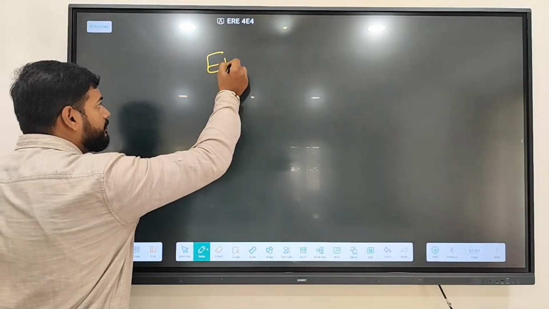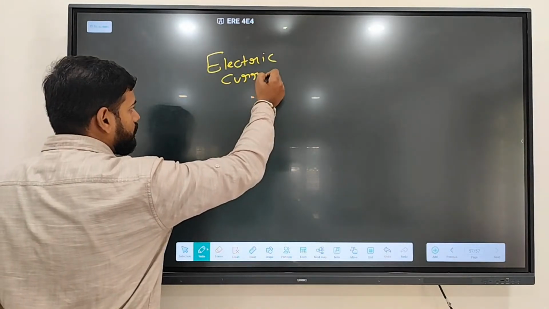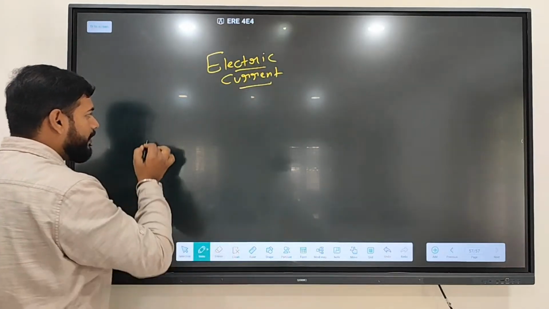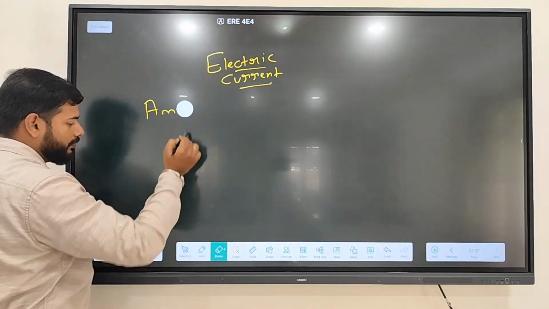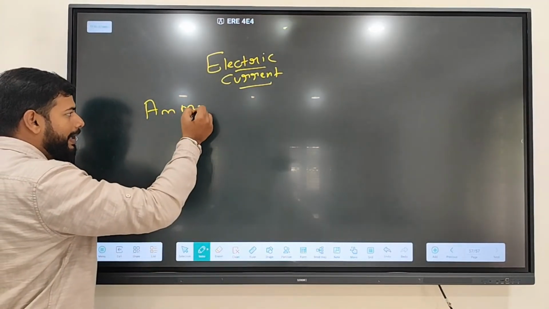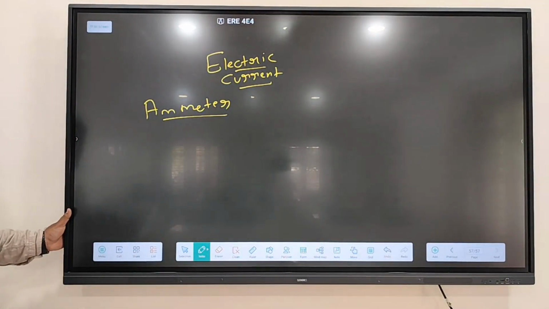Electric current is measured with the help of an instrument called ammeter. With the help of ammeter, electric current is measured.